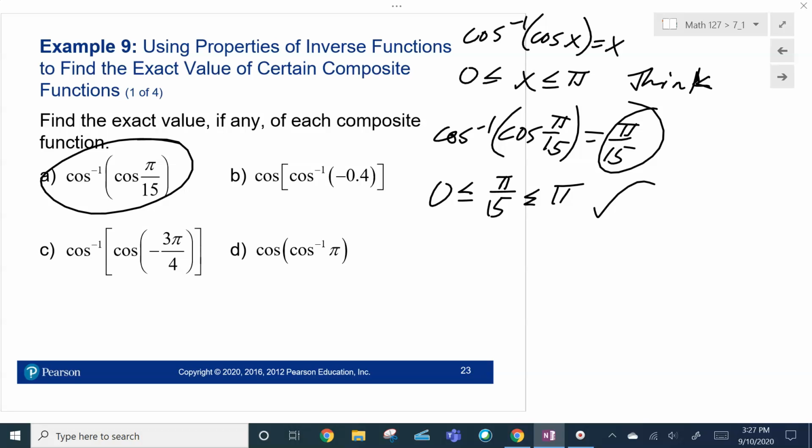Let's do the next one. Actually, I'm going to skip down. Let me do this one here, the arc cosine of the cosine, and then I'll do B and D.